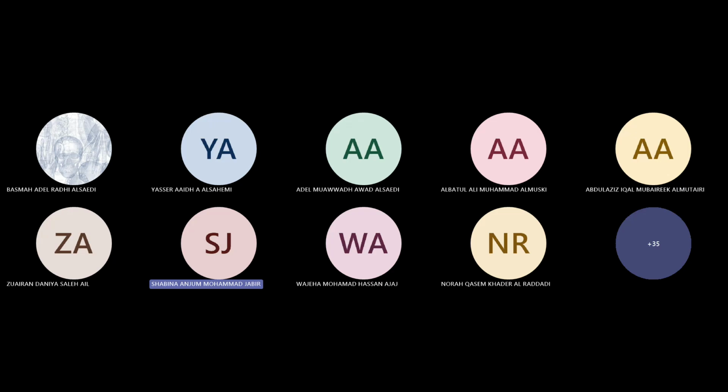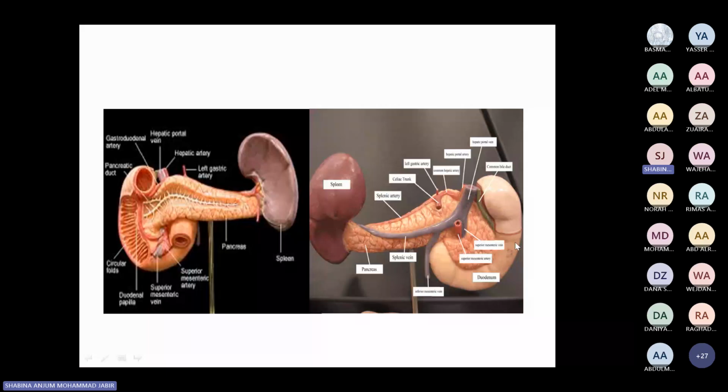Model in our mashra. So you can go and see all the details present here. Mostly it is showing the relations of the duodenum with the pancreas and spleen.